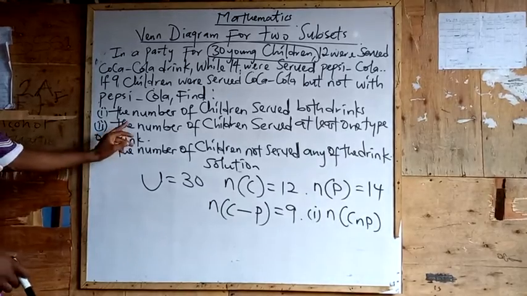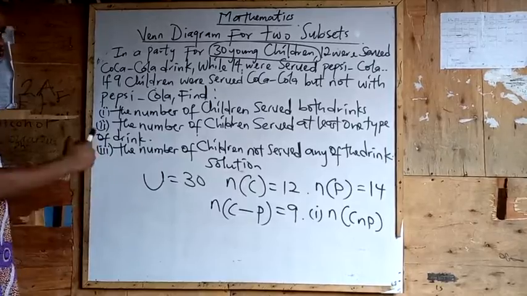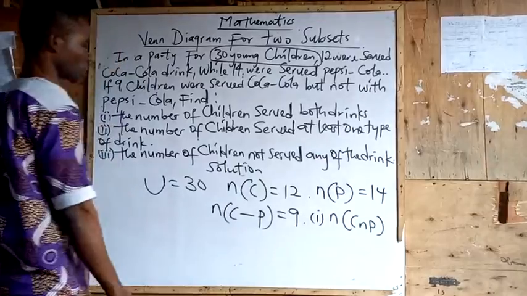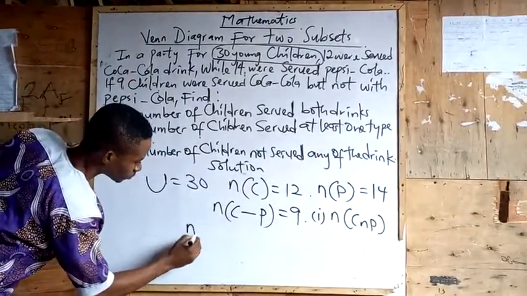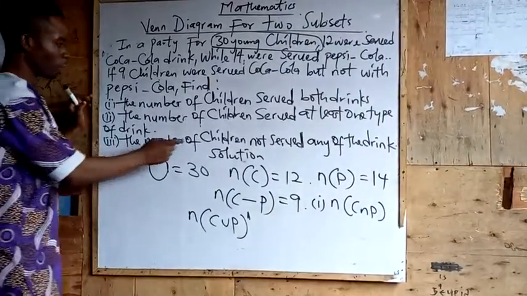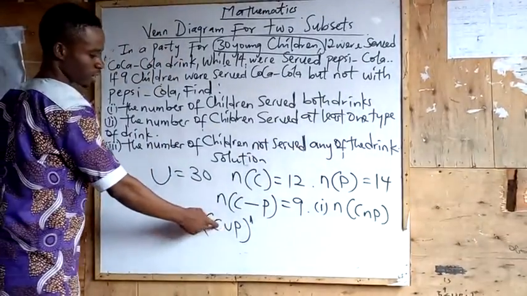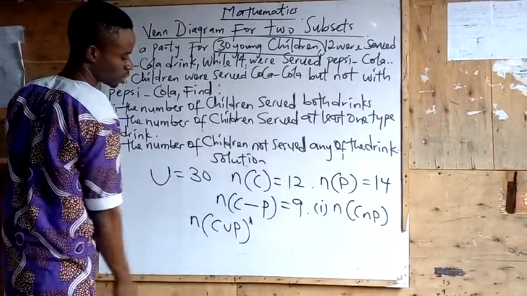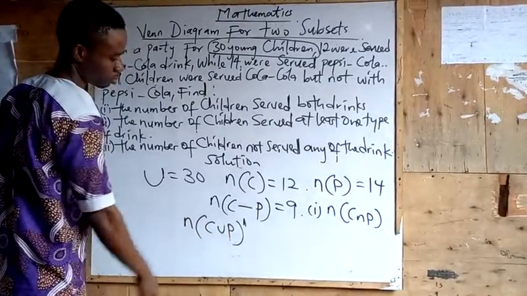Number 2, the number of children served at least one type of drink. We are going to see that when we start solving. Number 3, the number of children not served any of the drinks. That means it is not existing in the two subsets. So it is existing outside the two subsets, but inside the universal.